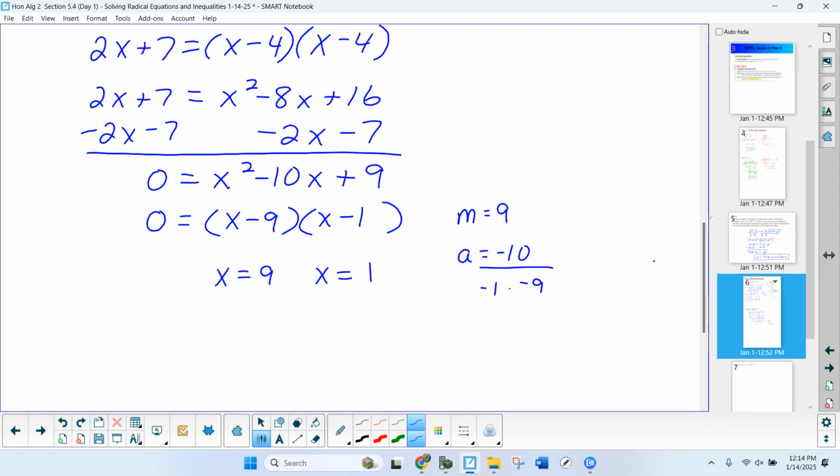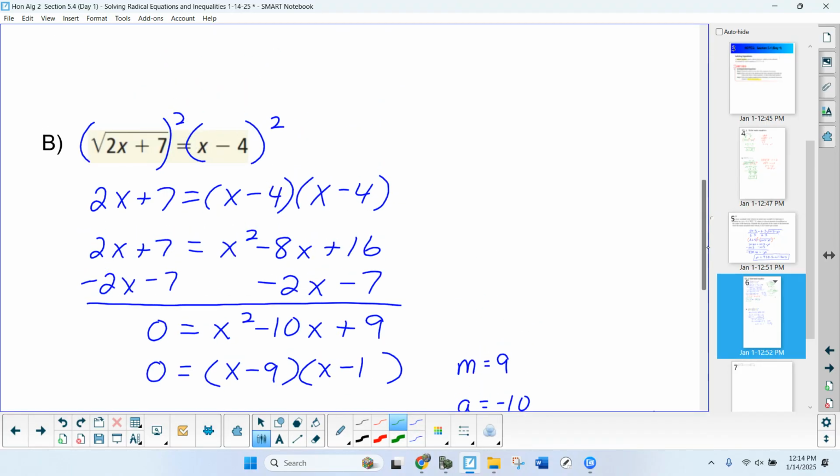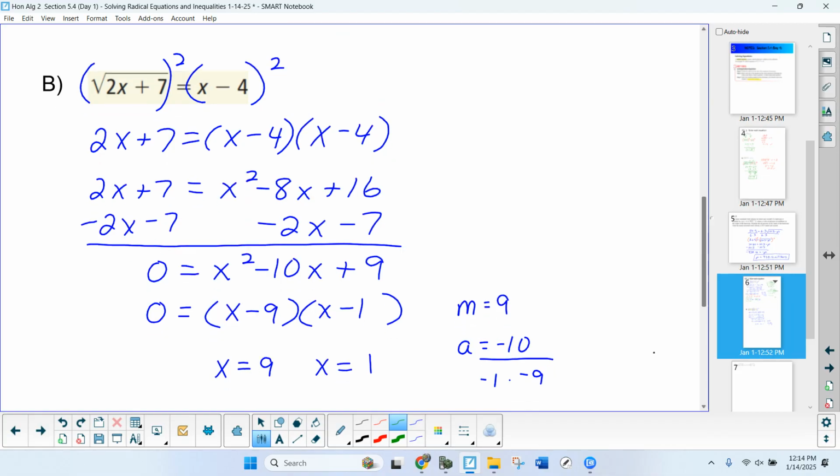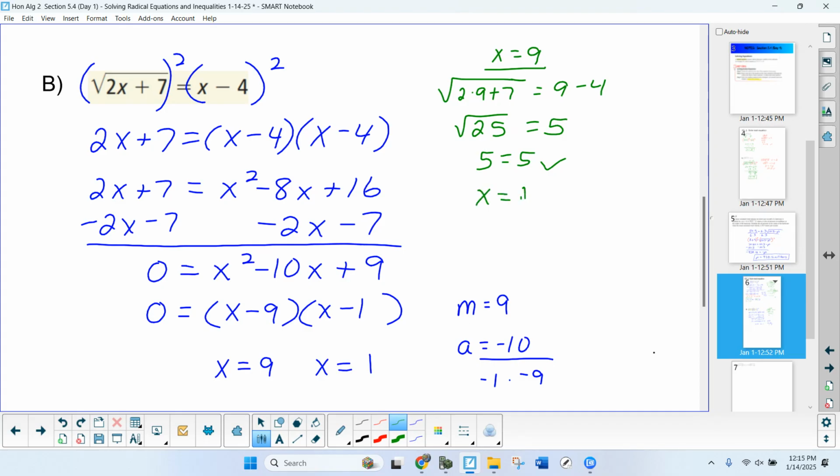Okay. Is everybody good so far? Yeah. What do we have to do every time we have a root? Plug it in and check it. So let's check X equals 9 in the original problem. So I have 2 times 9 plus 7 under the radical, and then I have 9 minus 4. What's 2 times 9, everybody? 18 plus 7? 25. This is just 5. What's the square root of 25? Does that one work? Okay, now let's check 1.